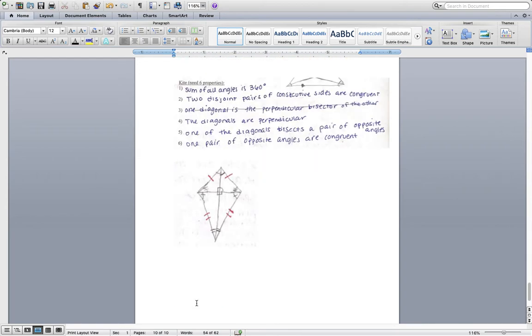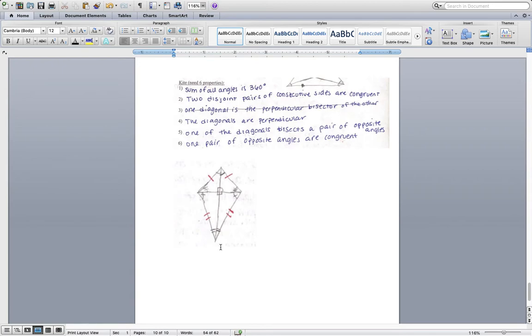All right, and the last thing is a kite. So you can go ahead and take notes on these 6 properties of a kite, and there's the drawing down below. The sum of all the angles of a kite is 360, just like every quadrilateral. 2 disjoint pairs of consecutive sides are congruent. Okay, so that means the 2 sides here, this one consecutive with this one up top, those are going to be congruent to each other, and then these 2 longer ones consecutive next to each other are also going to be congruent to each other. Not all 4 of them are congruent, just the 2 on the top and then the 2 on the bottom are congruent to each other.